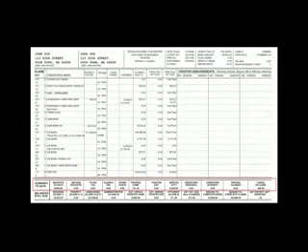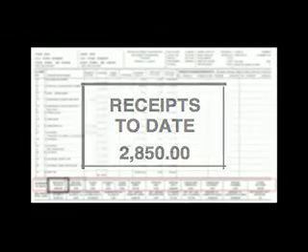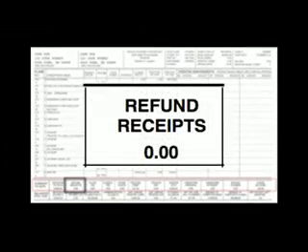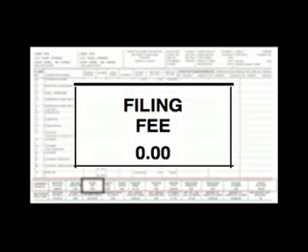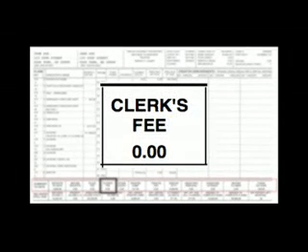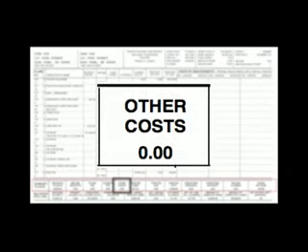Section number 5, Summary to Date. The second box lists the total receipts credited to the case. The third box lists the total refunds made to you from your receipts. The fourth box lists any filing fee paid by the trustee in your case. The fifth box lists any clerk's fees paid by the trustee in your case. The sixth box lists other costs associated with your case that the trustee has paid.